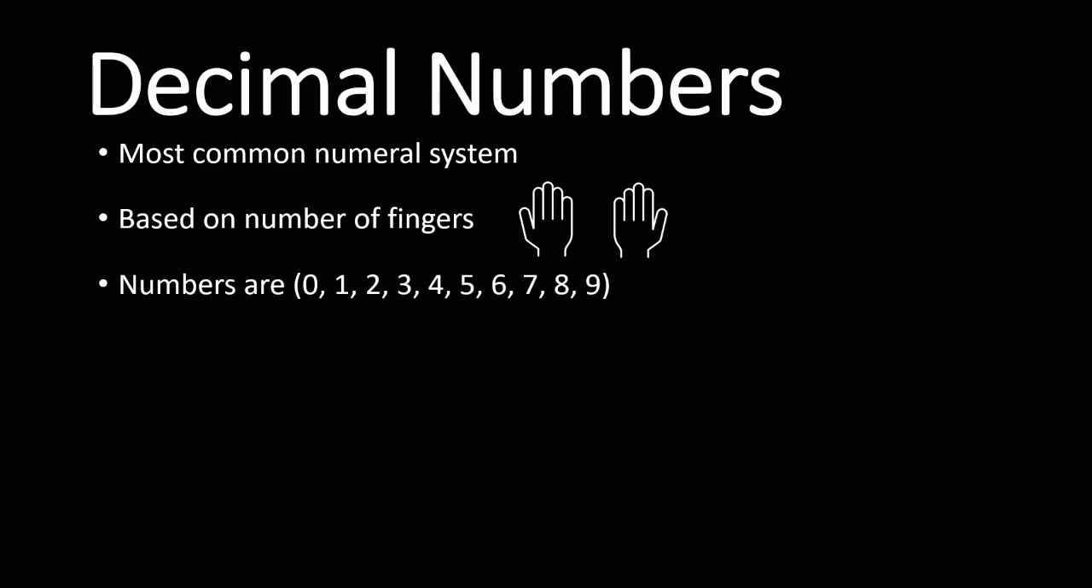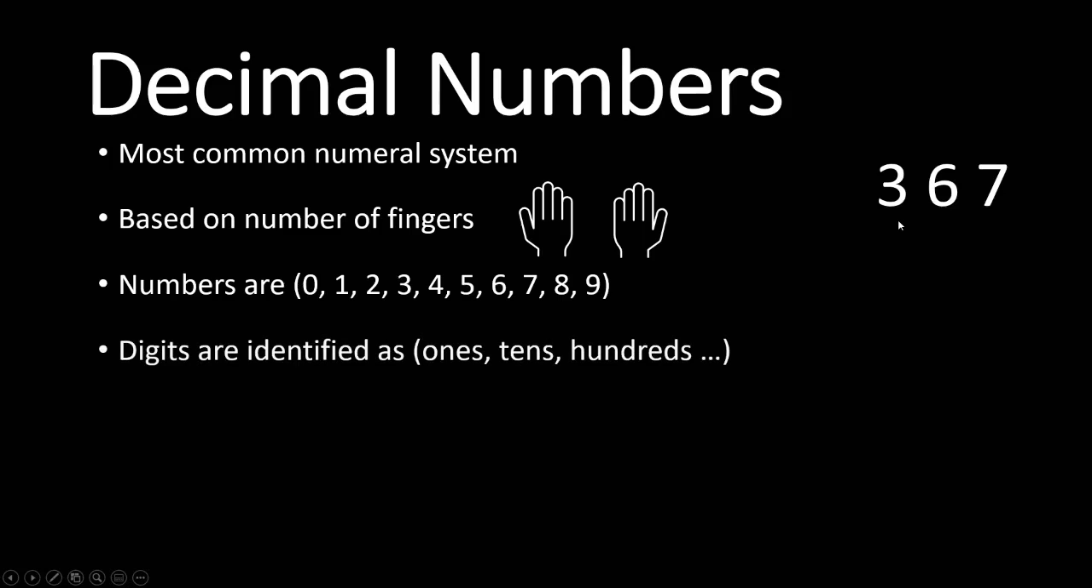But let's try to understand this system more, because whatever applies to this system can also be used to understand other systems. So the numbers of the decimal system are 0, 1, 2, 3, 4, 5, 6, 7, 8, 9, which are the numbers that we use in our daily life. So let's take this number for example. As we can see here, these numbers 3, 6, 7 have different values based on the location of these numbers. So this 3, for example, has a different value than 6 and a different value than 7.